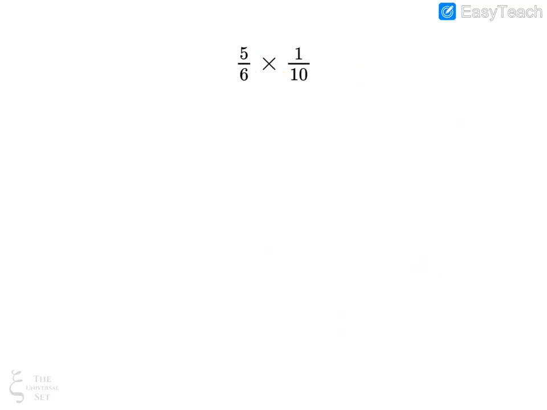One more example where we've got some simplifying to do. And same as before, we are going to multiply together our numerators. So 5 times 1 comes first. That's 5, obviously. The next one, we're going to have 6 times 10. 6 times 10 is 60. So when I do this multiplication, the answer I get is 5/60ths. But there is some simplifying to do here.